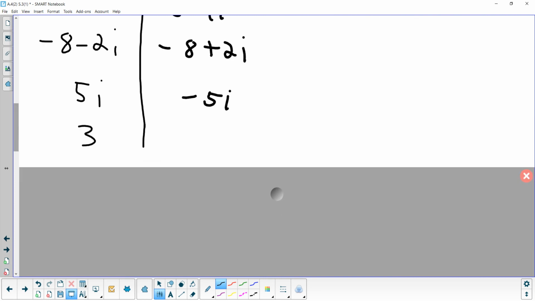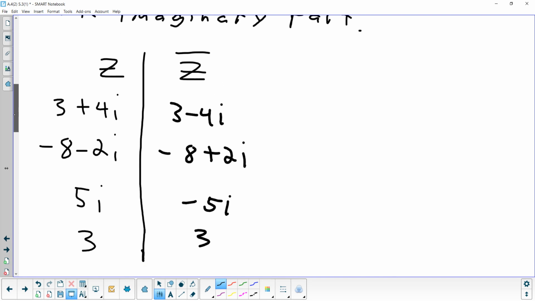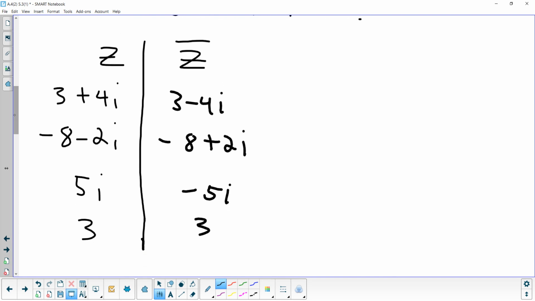How about 3? What would be the conjugate of that? Does that just say 3? Why not negative 3? Because there's no i after it. Think of it like this. This is 3 plus 0 imaginaries. The conjugate is 3 minus 0 imaginaries. Well, plus 0 minus 0 is the same thing. So that's why that one stays the same. Any questions on how you find the conjugate of a number?